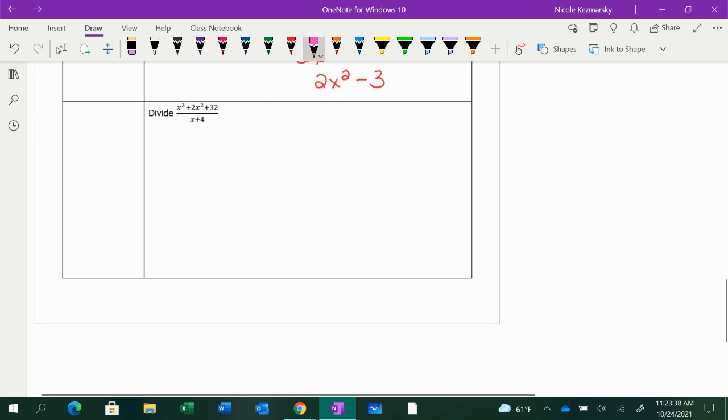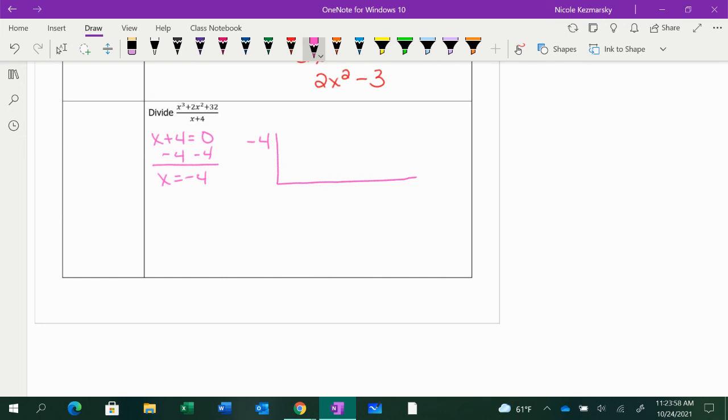For the last example that we're going to do, we're actually missing a term in the top, but let's deal with the setup first. So I'm going to have x plus 4 equals 0. I'll subtract 4 and get x equals negative 4. So we'll set this up with our half a box. And then for the numerator, I've got 1x cubed plus 2x squared. I don't have a term with just x, so I'm going to put a 0 as a placeholder. And then I've got my 32. Okay, so this 0 I'll label as placeholder.